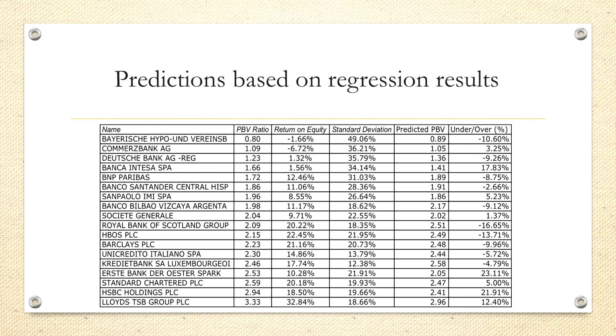So this regression gives you another method to see what is a reasonable PB ratio for a certain company. And you can compare the projected PB ratio with the current PB ratio to see if the current stock price is overvalued or undervalued. And this regression is also based on business fundamentals. Here we choose two factors. One is return on equity. The other one is standard deviation.